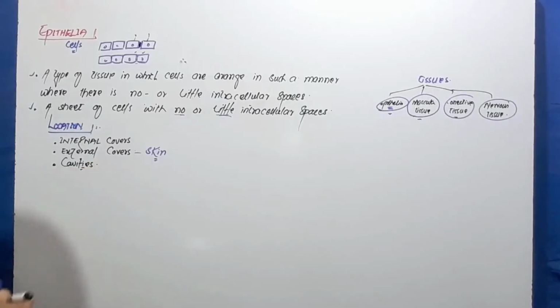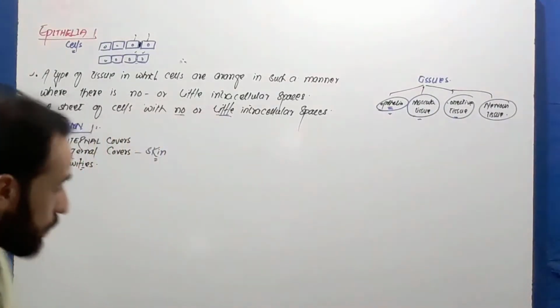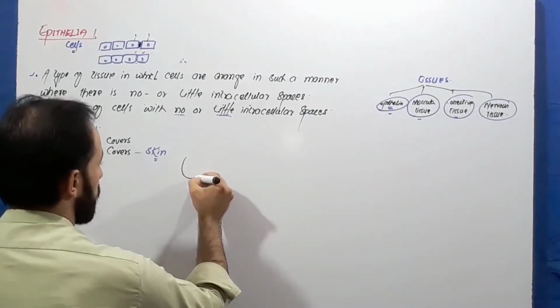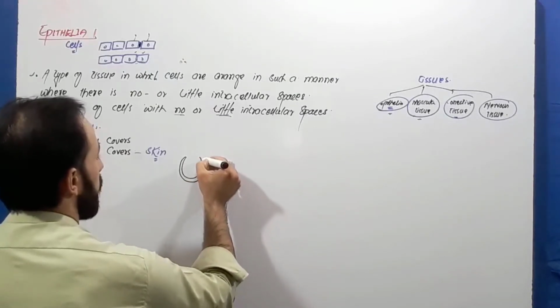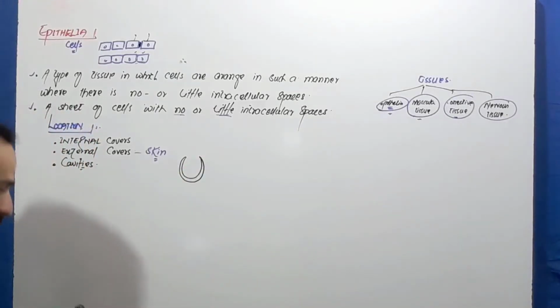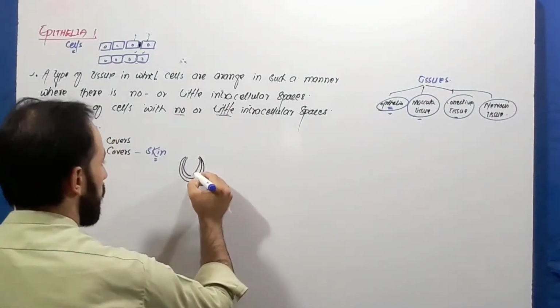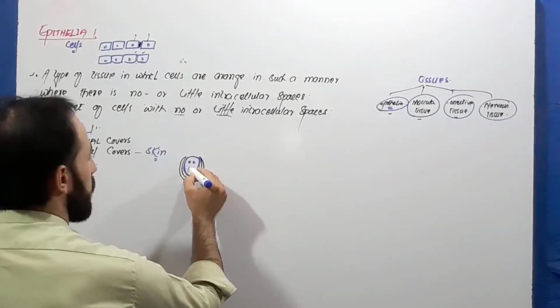In the body cavities, every cavity of the body has epithelial tissue. For example, what is a cavity? A cavity is an area where a special organ is located. For example, the pericardial cavity, in which your heart is present, right? So this is your pericardial cavity, and in this cavity is your heart.